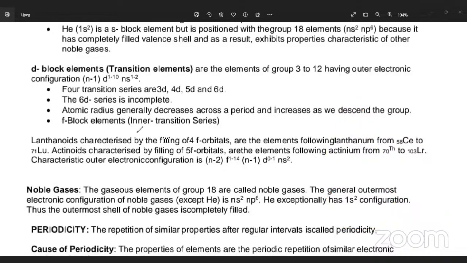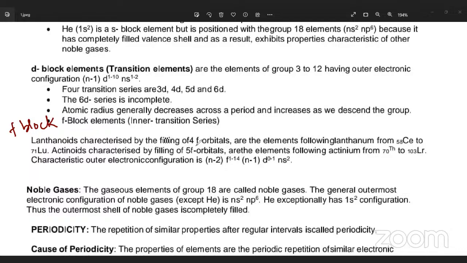Then F block elements. Next is the F block elements. These F block elements are called the inner transition series. So they consist of 2: one is lanthanoids, another is actinoids.